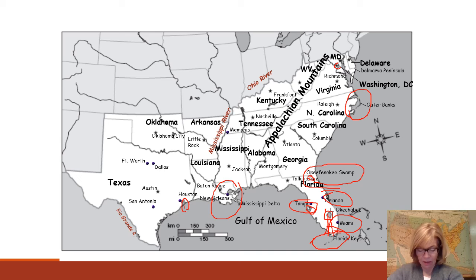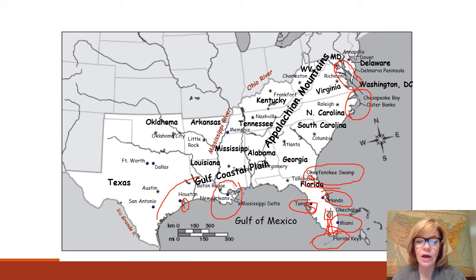And then Richmond is the capital of Virginia. We also have Charleston, the capital of West Virginia. Annapolis is the capital of Maryland, also home to the Naval Academy, and Dover is the capital of Delaware. That should be it. Oh, maybe the Chesapeake Bay. Yeah, the Chesapeake Bay is located right here, right? So that goes all the way up to Washington, D.C., pretty much. Oh, and then there's the Gulf Coastal Plain. This area right along the Gulf here that's very low-lying flat territory.